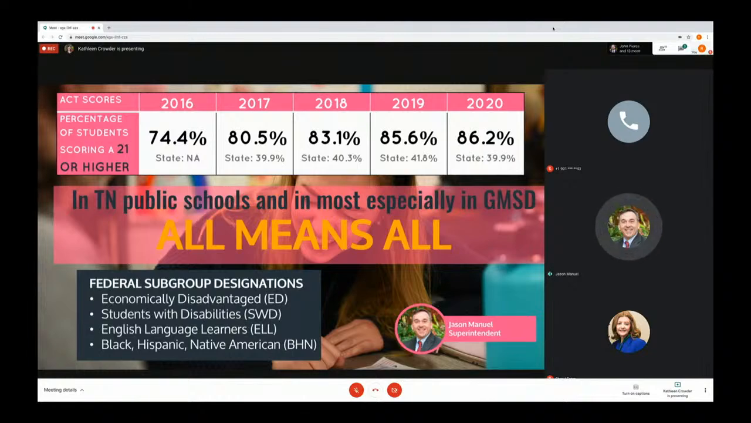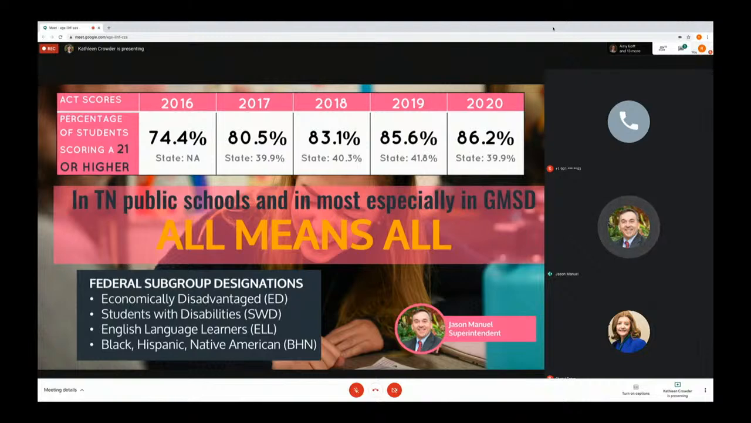And you've seen what we've done just in the past 6 years since we've been a district, of moving from 74.4% of our students over a 21 on the ACT to 86.2%. That's a lot of hard work from a lot of our staff. And we want to be careful that we don't regress, that we don't leave those students behind, whether it's the federal subgroup designations of economically disadvantaged, students with disabilities, Black, Hispanic, Native American, or English language learners, or now we've got a new group of students who may, in relation to the COVID crisis, have difficulty and challenges in engaging with a virtual or online curriculum.